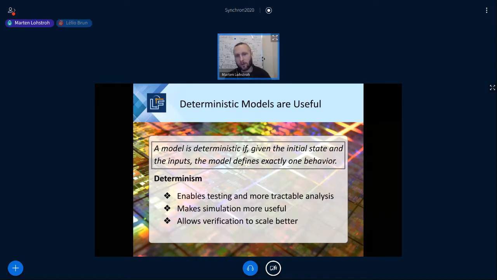But what exactly do we mean by a deterministic model? It simply means that given the initial state and the inputs, the model defines exactly one behavior. I just wanted to quickly show this definition so that we're all on the same page. We'll get back to it a couple times throughout this talk.